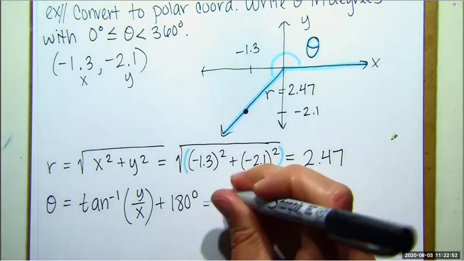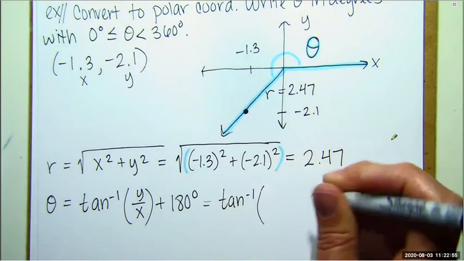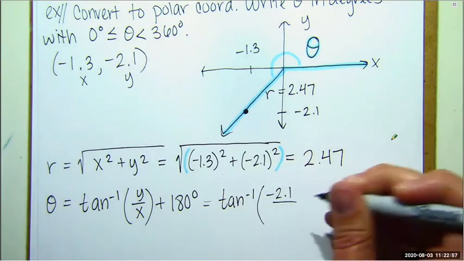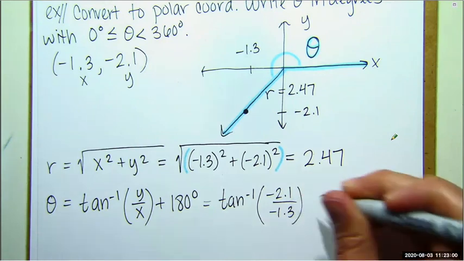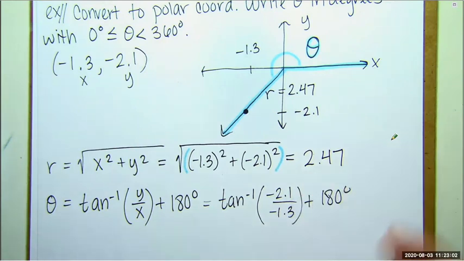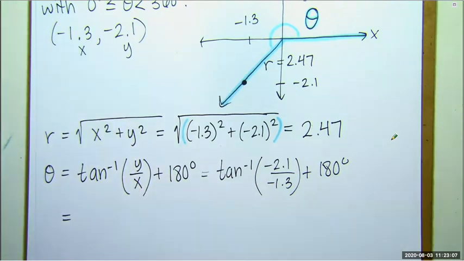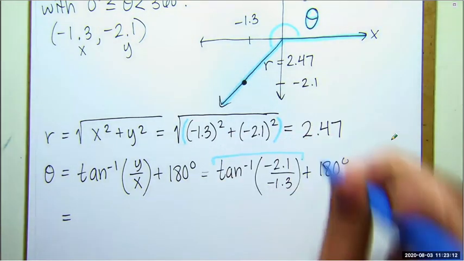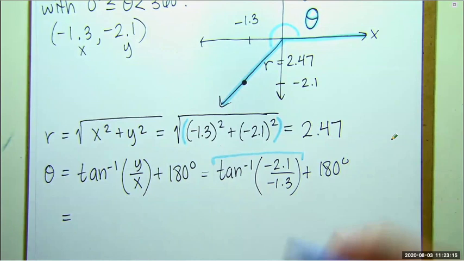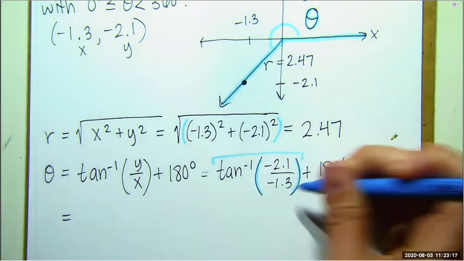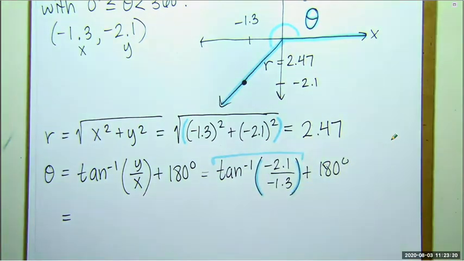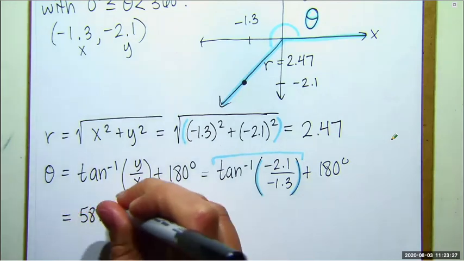All right, so here we go. We got inverse tangent of y, which is negative 2.1, over x, which is negative 1.3, plus 180. We'll do this in 2 steps. So the first thing I want you to make sure is that your calculator is in degrees. So in degrees, I want you to just type in this part, inverse tangent of, if your calculator automatically does not give parentheses, you need to have those in there. Okay, don't type in the plus 180 yet, just do this part and hit equals. You should get 58.24 degrees.